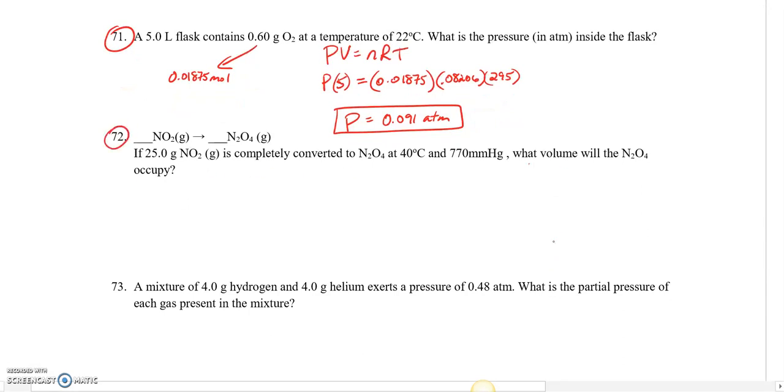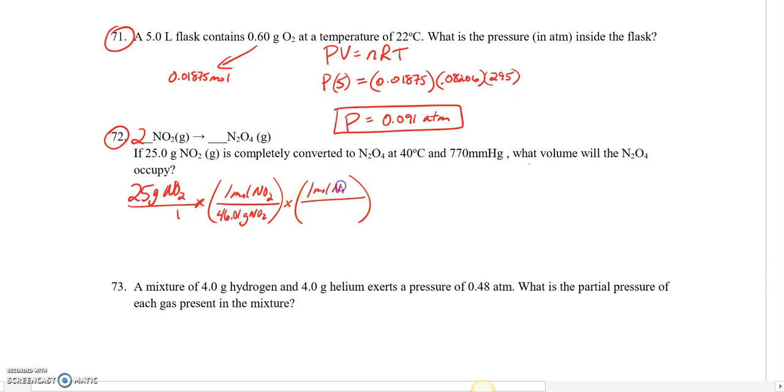Next up is number 72. We need to make sure we balance it first. And this is a gas stoichiometry problem, so starting with 25 grams of NO2. Change this to moles. Molar mass is 46.01 grams of NO2 for every mole of NO2. And we go to our mole ratio. There's 1 mole of N2O4 for every 2 moles of NO2. And this gives you 0.272 moles of N2O4. Now we can do PV equals nRT.